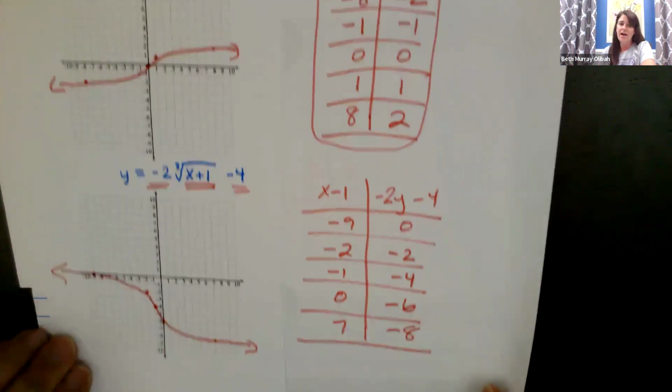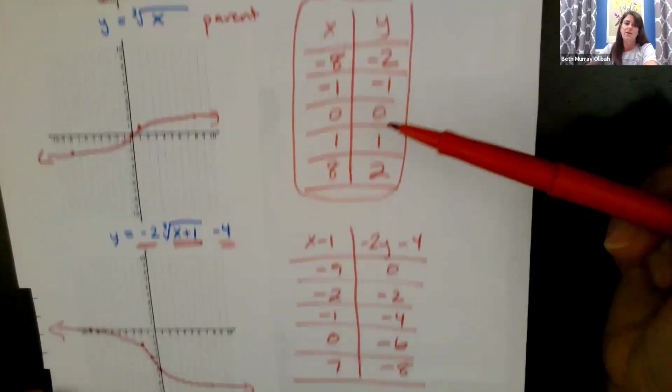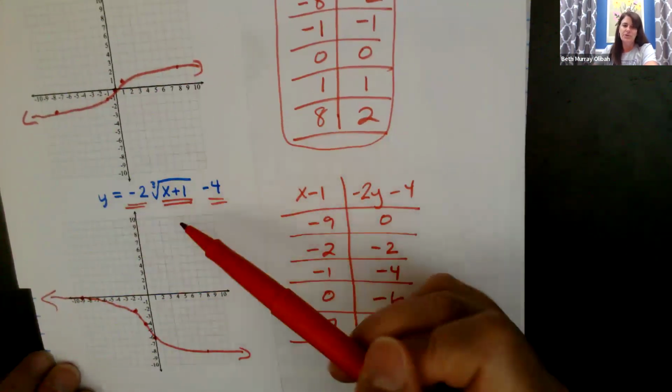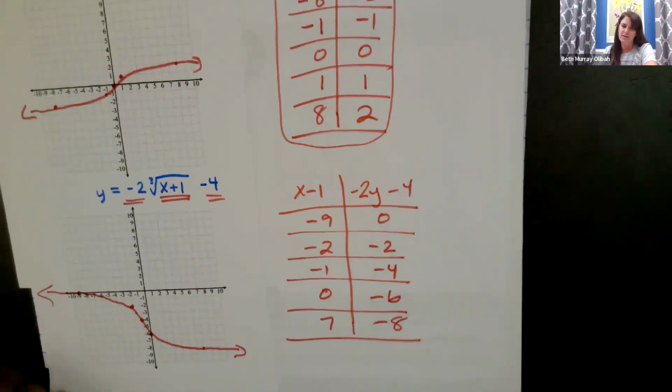Okay, so for any graph, if you know what the parent graph looks like, or if you can recreate it, you can use these same rules to make changes to the x and the y and get your new points and graph from there.